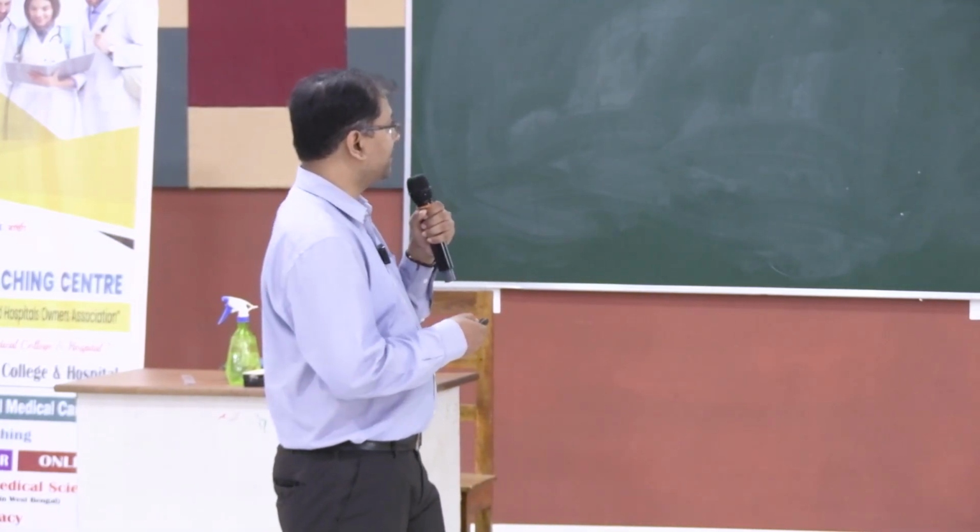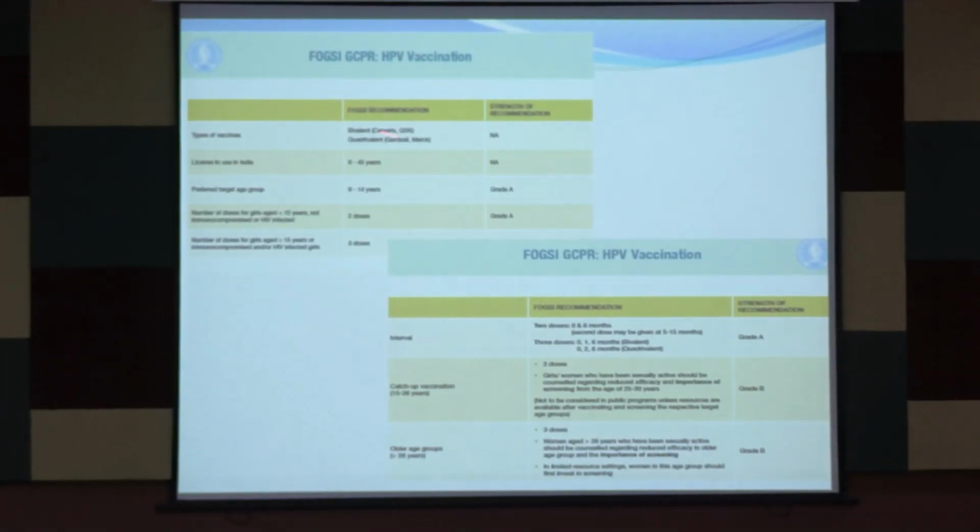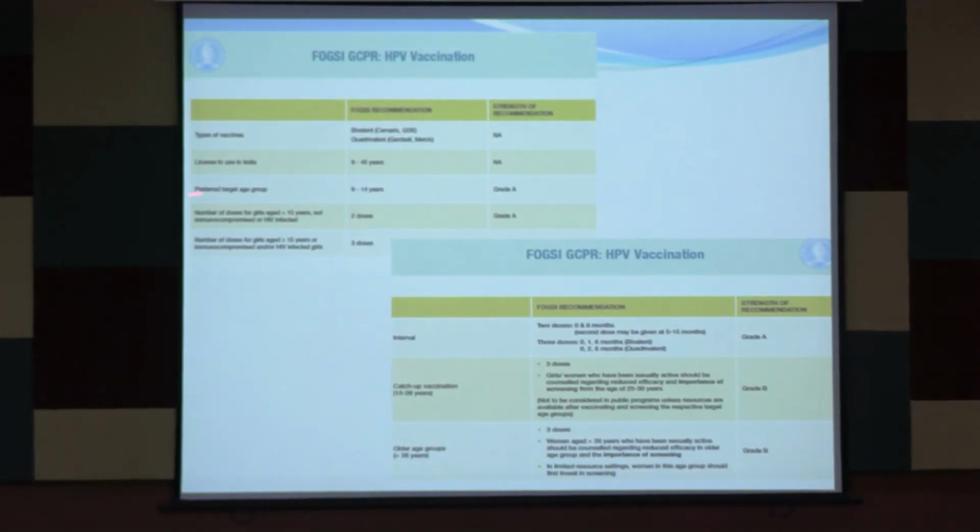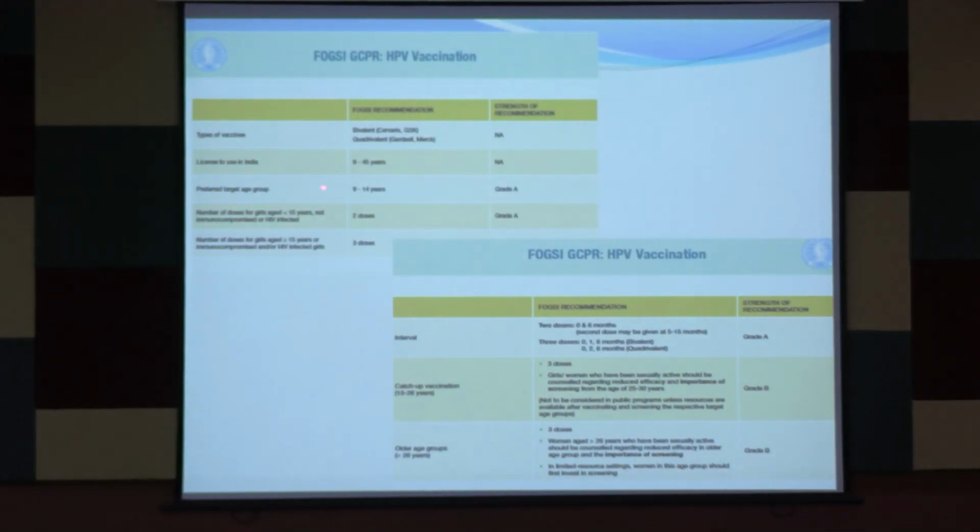So these are the FOGSI guidelines. 9 to 45 years is the licensed age of use. The preferred target group is 9 to 14 years, 2 doses. 15 to 26 also has great benefit, 3 doses. For 26 to 45, there is still some benefit, but probably only 40 to 50%, because by that time HPV infection would have already taken place.